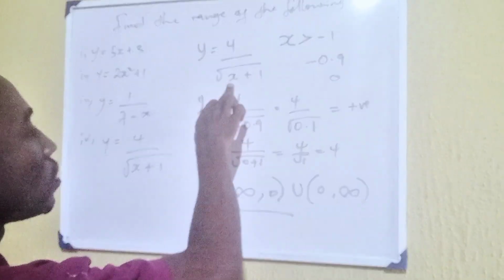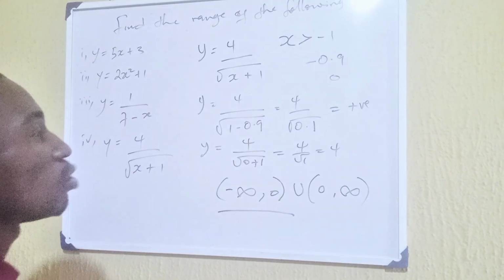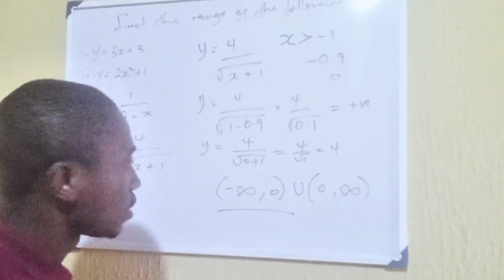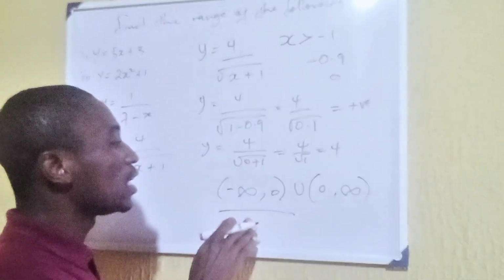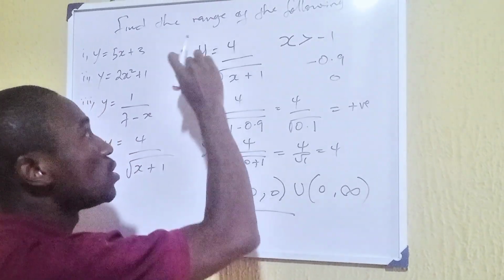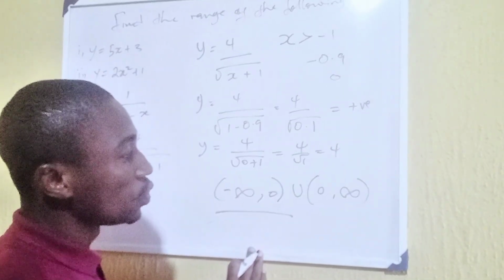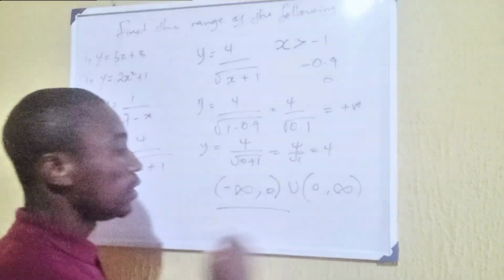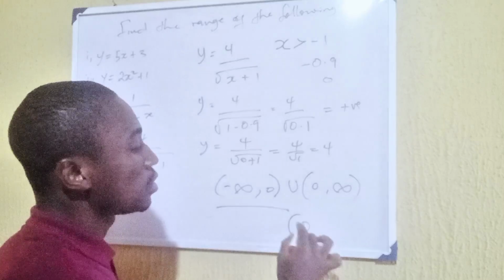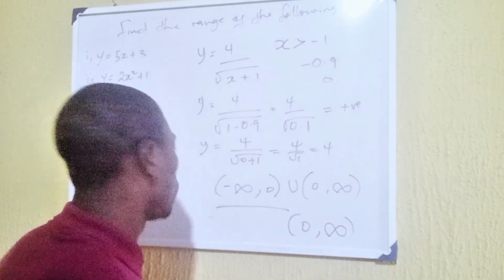When x becomes a positive number, definitely this function cannot be negative. Which means that this part is not part of the range, because we cannot get a negative number for this function. We can only have positive numbers. Therefore, the true range is 0 comma infinity.